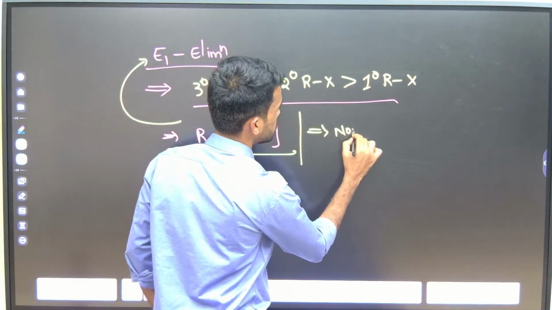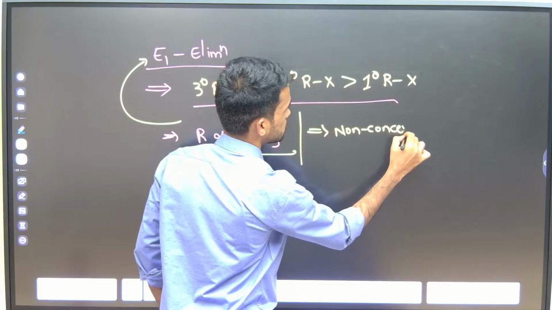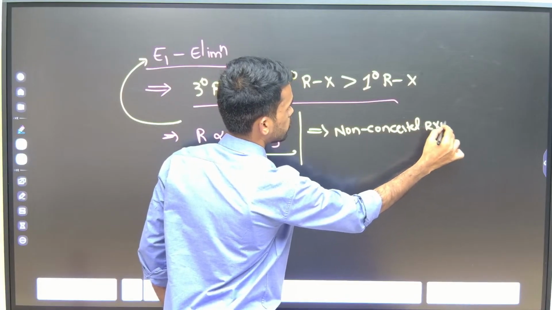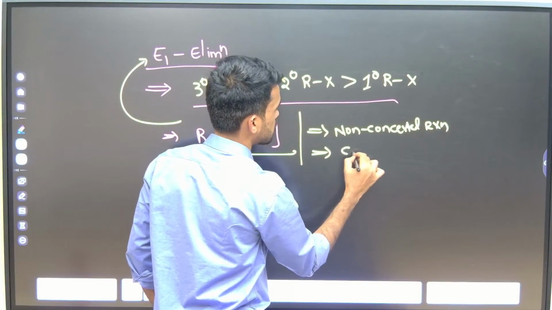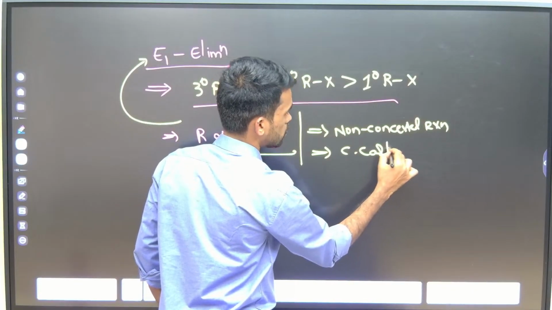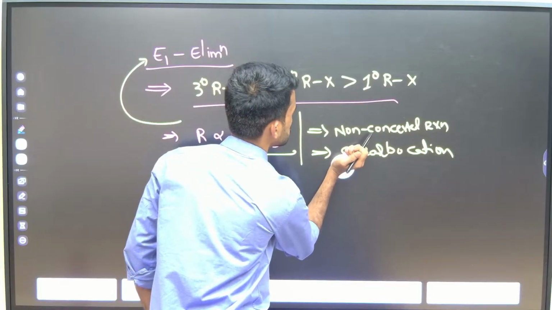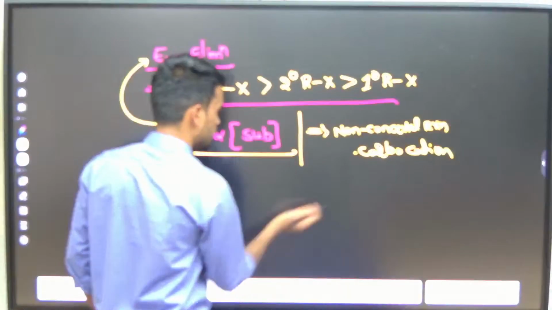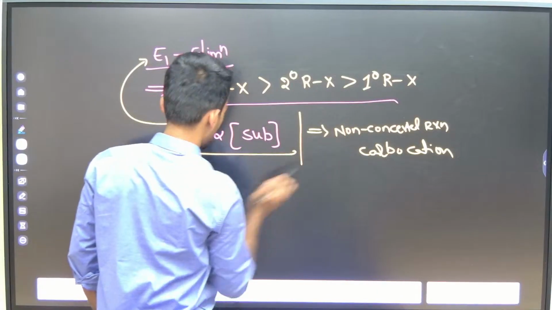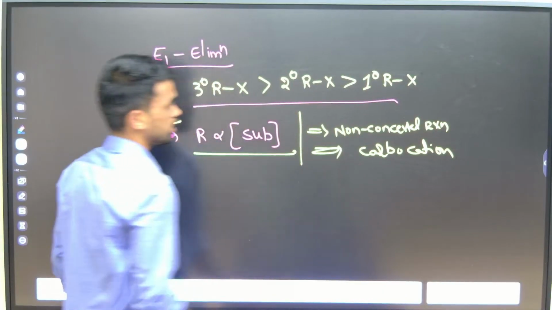Okay, so now this is a non-concerted reaction. The intermediate formed here is a carbocation. Carbocation is an intermediate formed.